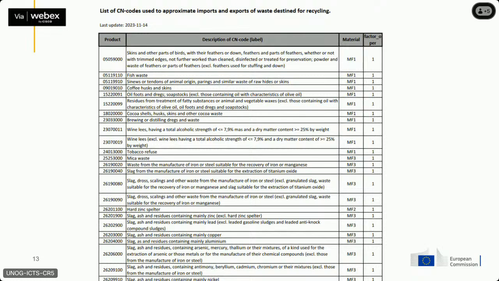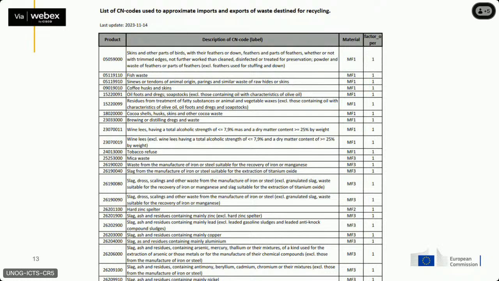So the first one is the correspondence with external trade statistics, CN codes in Europe. On the left, you have the CN code and the literal of the category. Then in the third column, you have the material category that can be MF1, MF2, MF3 or MF4, because we have these four categories of material flows. And we even have a factor, a coefficient that in most cases is 100% or 1 unit, but in a few cases is a percentage. It's a coefficient smaller than 100.